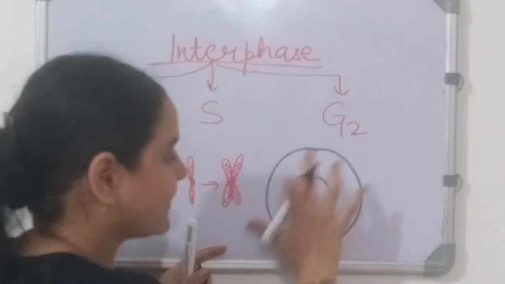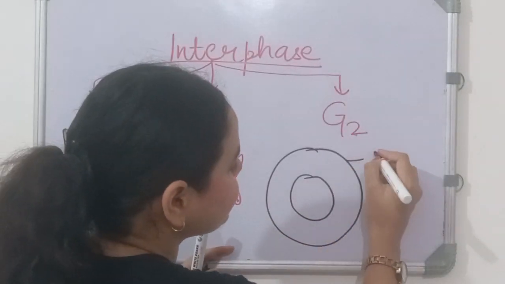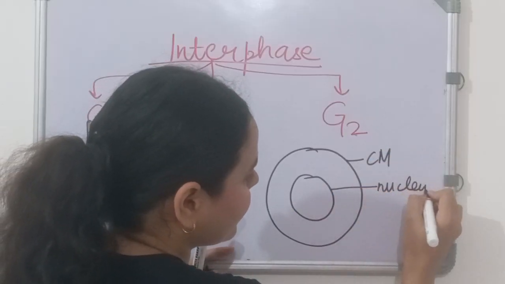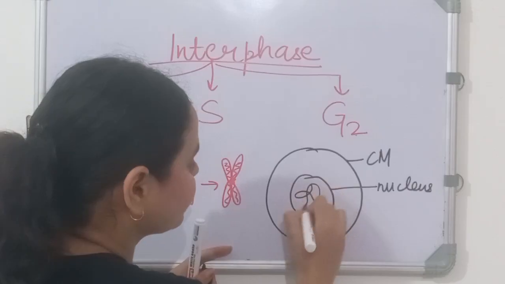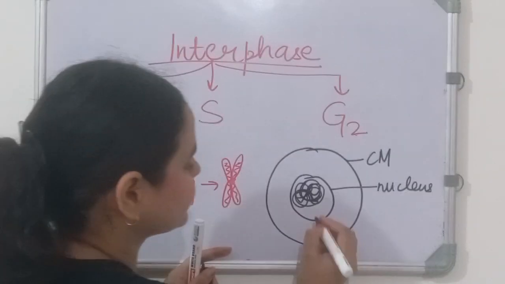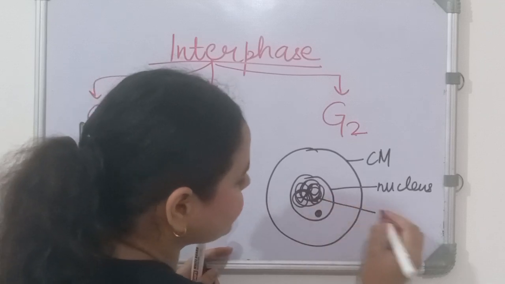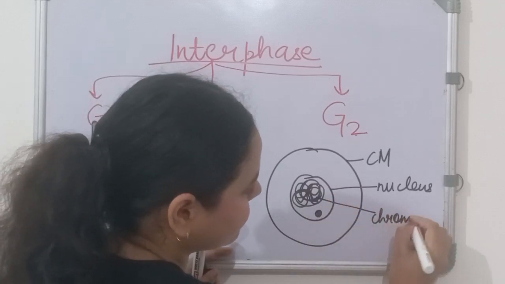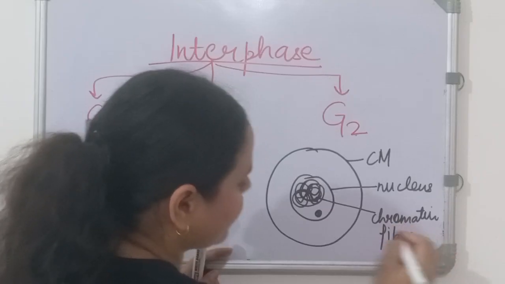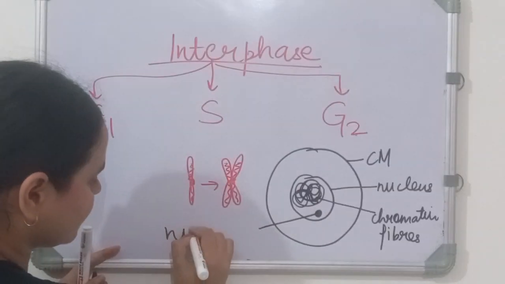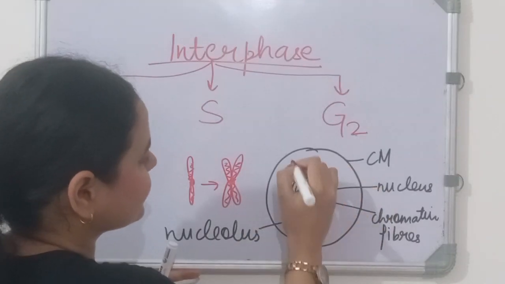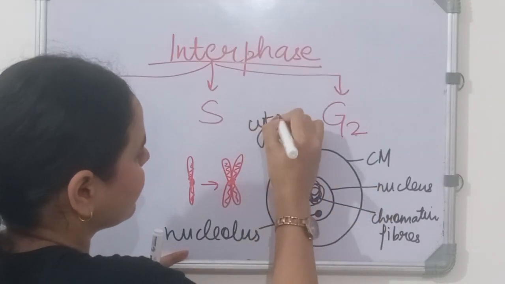This is the cell. I have drawn the animal cell. So this is cell membrane. This is nucleus. In nucleus we have chromatin fibers and nucleolus. This is chromatin fibers. This is nucleolus. This empty space is called cytoplasm.